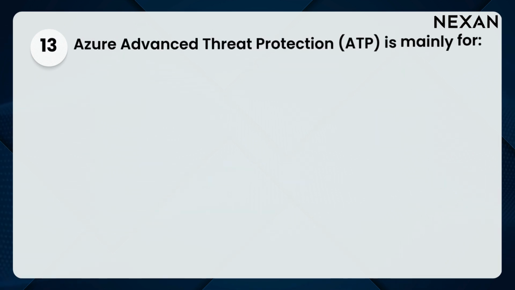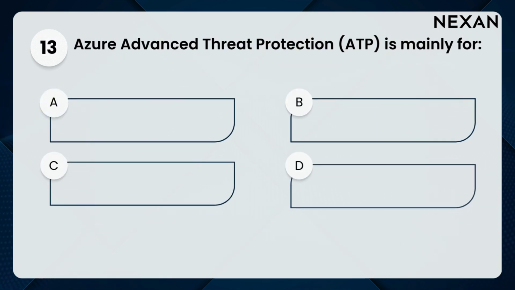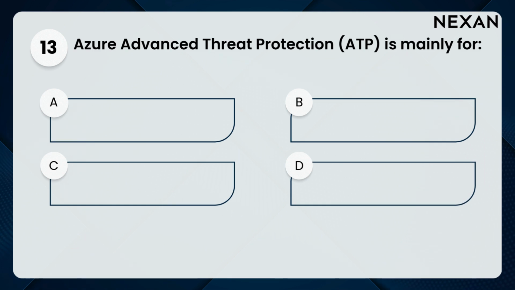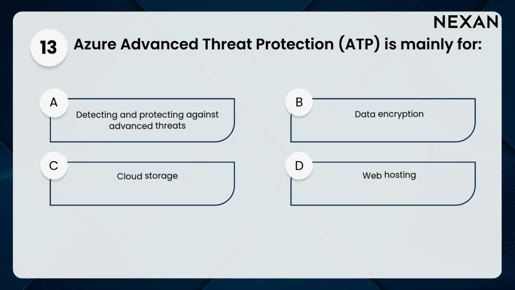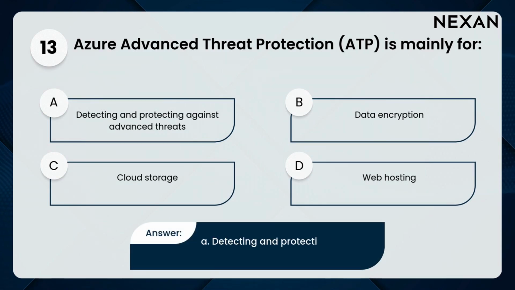13. Azure Advanced Threat Protection, ATP, is mainly for A. Detecting and protecting against advanced threats, B. Data encryption, C. Cloud storage, D. Web hosting. Answer: A. Detecting and protecting against advanced threats.